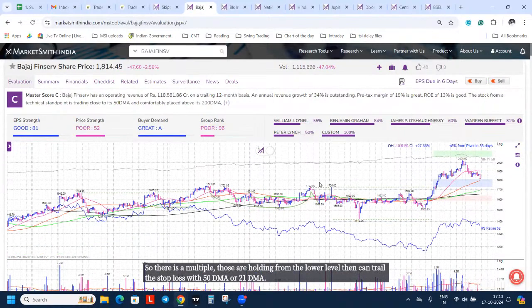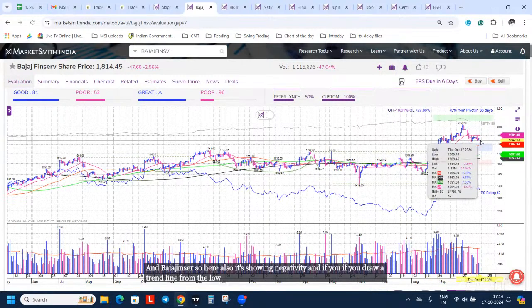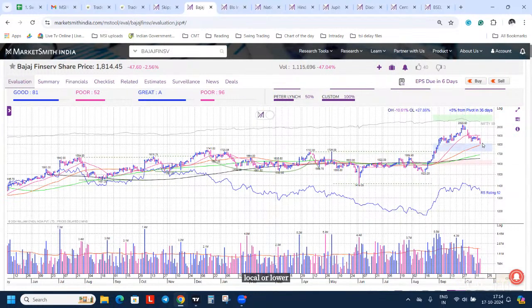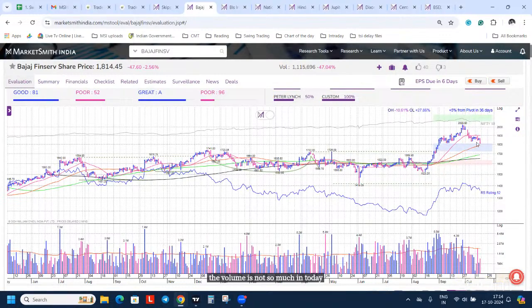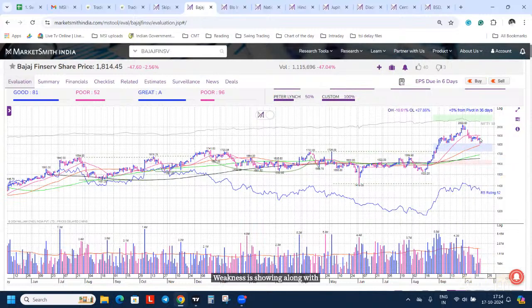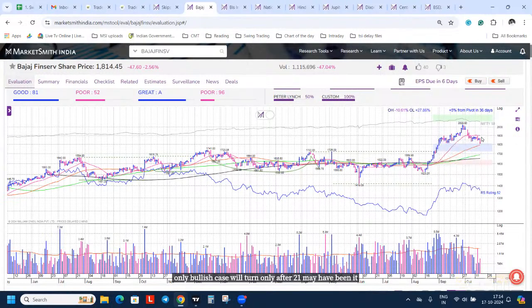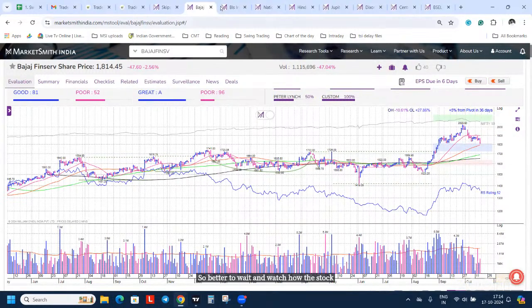And Bajaj Finserv, here also it's showing negativity. If you draw a trend line from the near lows, today it has breached that lower level, though right now it's holding the 50 DMA. The volume is not so much in today's session. However, weakness is showing along with the RS. So the bullish case will turn only after it retakes its 21 DMA. So better to wait and watch how the stock performs in the next couple of days.